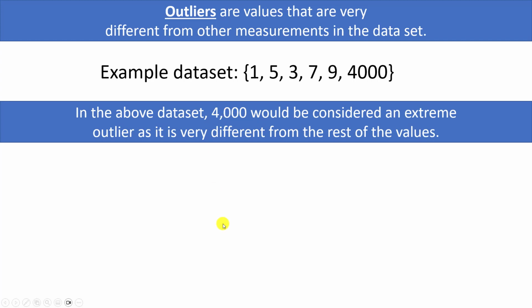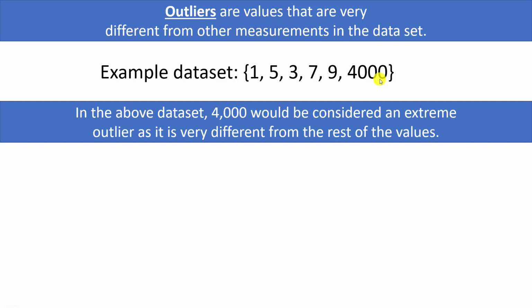And of course, the 4,000 would be considered maybe an extreme outlier, because it's quite a bit different from the other numbers in this little data set, right? Most of the numbers are between 1 and 10 or so, but then we have one number that is quite a bit larger than the rest. Now, it does become a little bit subjective. What if this number was 50 or 100 or 200? How big does that number actually have to be to be considered an outlier? So it does become subjective to some point.